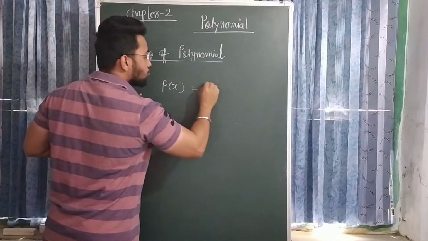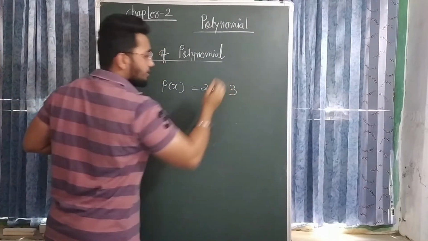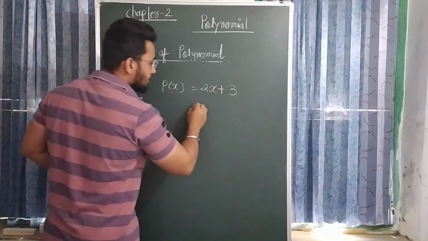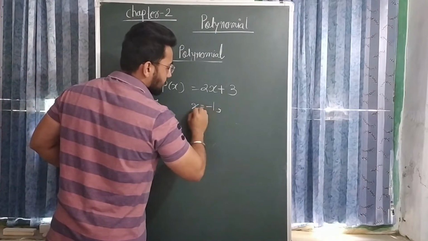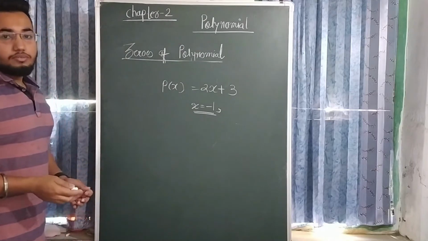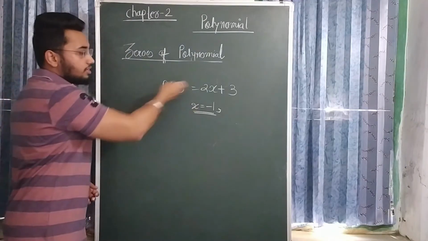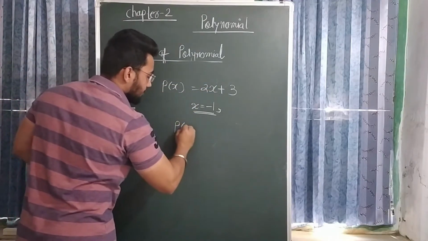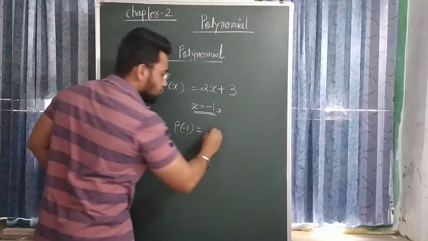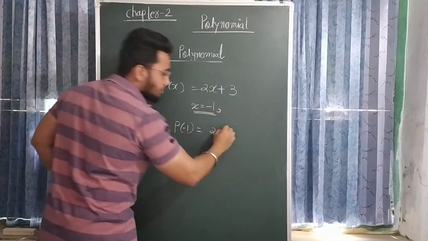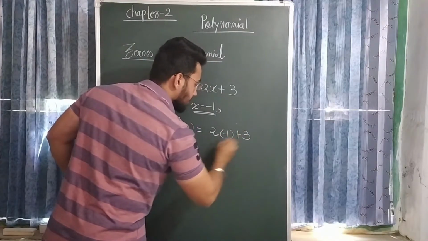P(x) is equal to 2x plus 3. The value of x is given: the value of x is minus 1. So simple, we take the value of x and put it in this equation. P(-1) is equal to 2 times minus 1 plus 3.